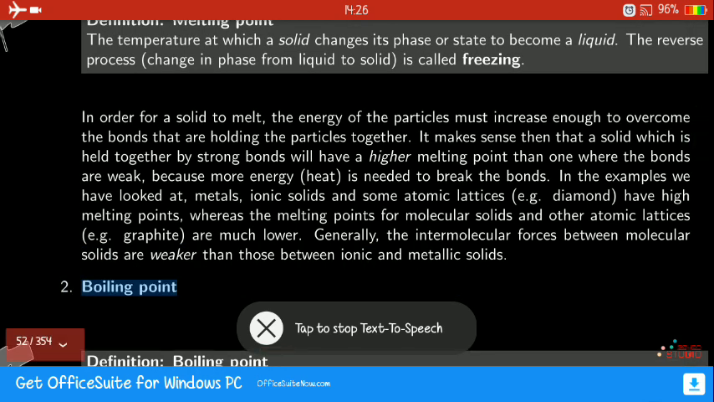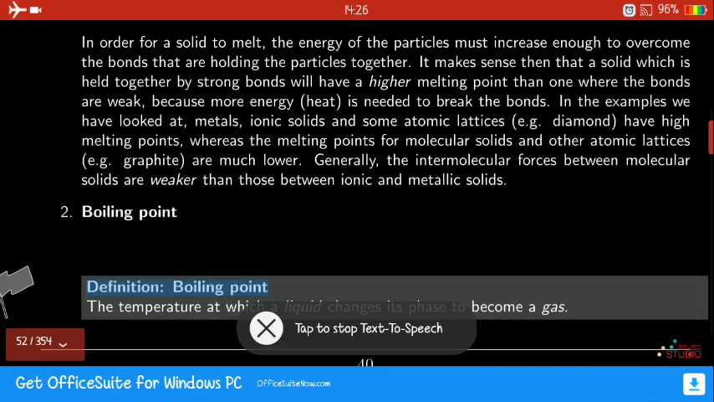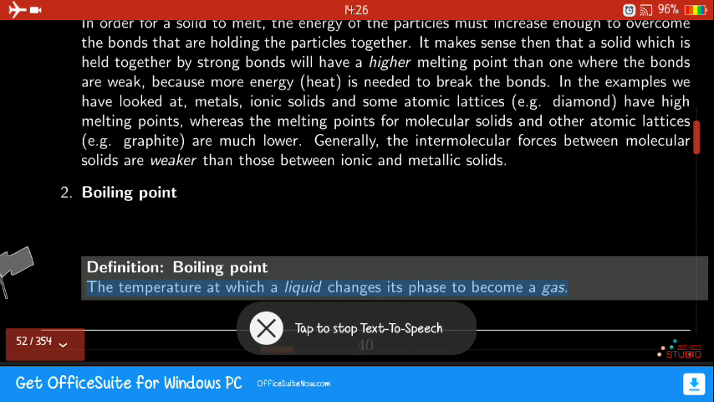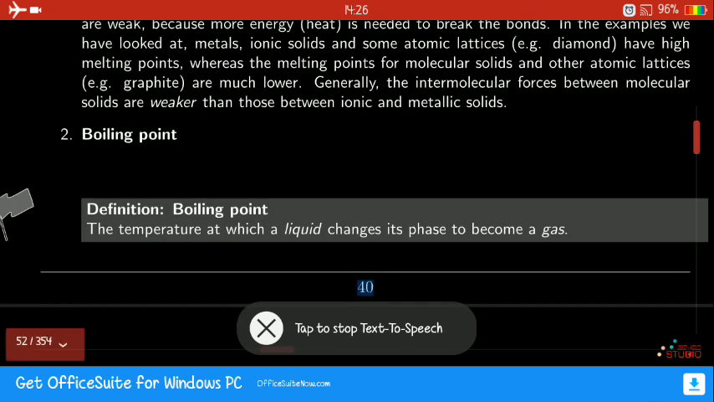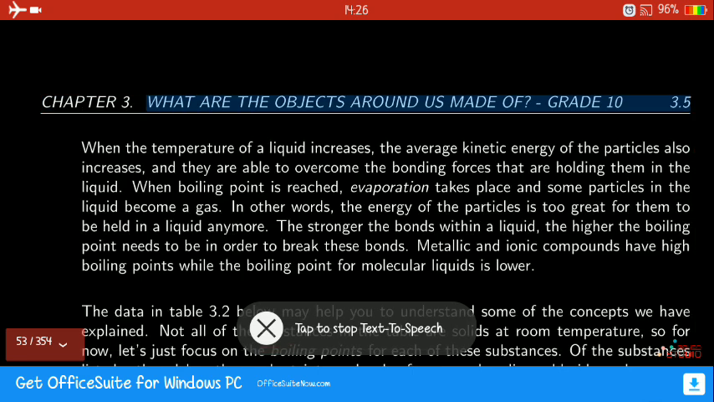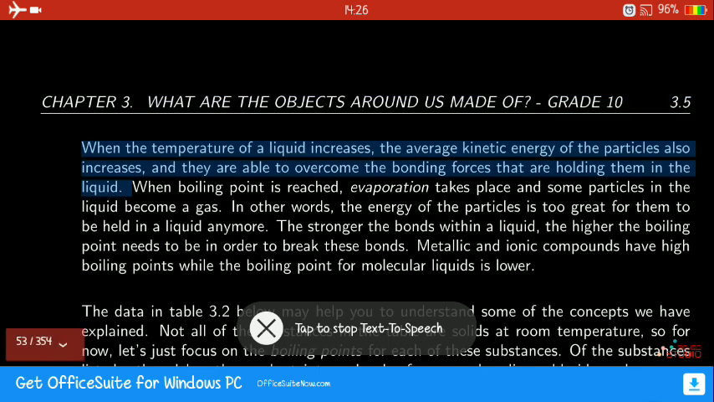Boiling point. Definition: boiling point. The temperature at which a liquid changes its phase to become a gas. When the temperature of a liquid increases, the average kinetic energy of the particles also increases, and they are able to overcome the bonding forces that are holding them in the liquid.